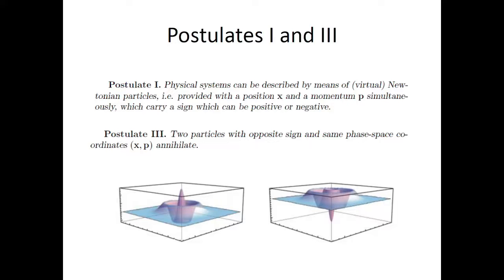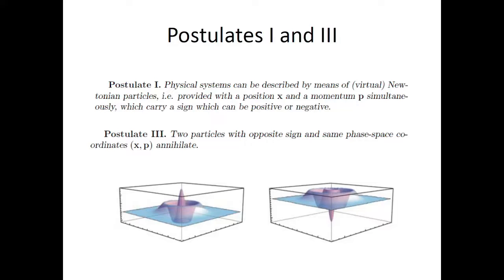So postulate 1 says very simply that physical systems can be described by means of virtual Newtonian particles. In other words, they are provided with a position and a momentum simultaneously, and they also carry a sign which can be positive or negative. So the first postulate is actually telling you that it is possible to describe quantum systems by using a different concept, which is not the wave function. And this different concept is the concept of sign particles. So one could actually use an ensemble of sign particles to describe quantum systems. And we are going to see in more detail what we mean by that.